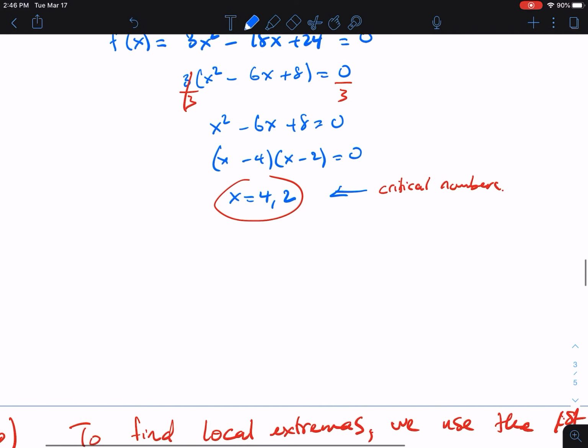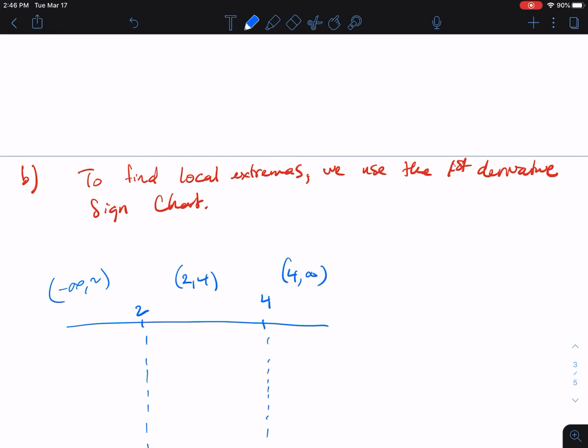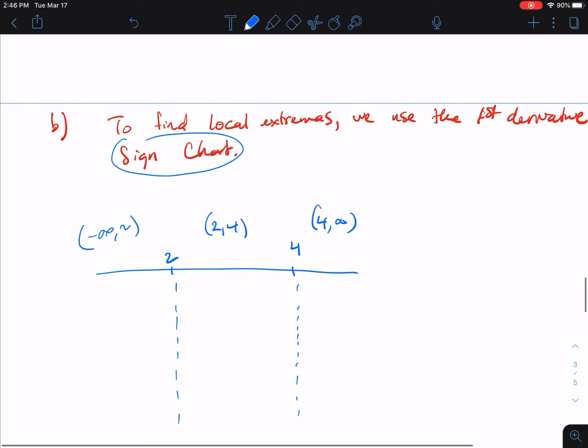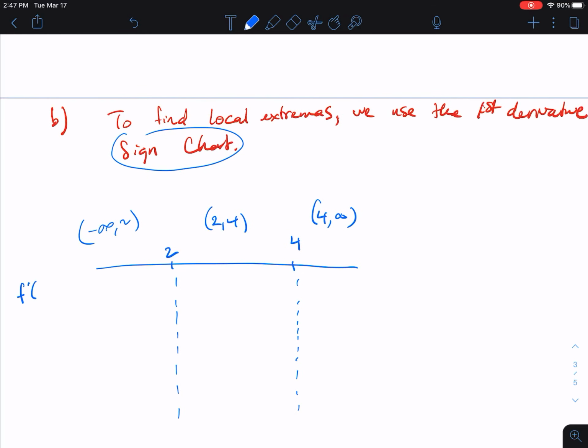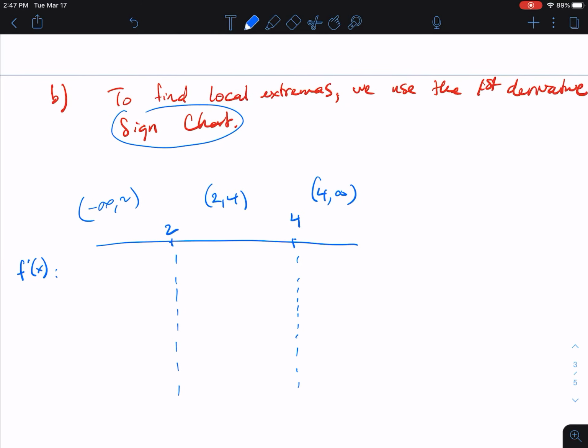If the chart is called the first derivative sign chart, this means we're going to look at the signs of the derivative at locations around these critical values. So these are the critical values. We know that at these numbers the function either obtains a maximum or minimum. We don't know exactly which is which, but by observing the signs of the derivative, it will tell us whether it's a local max or local min at these positions.